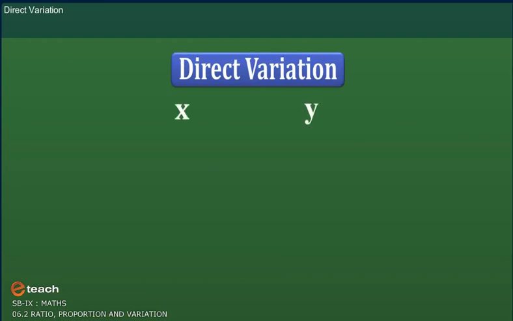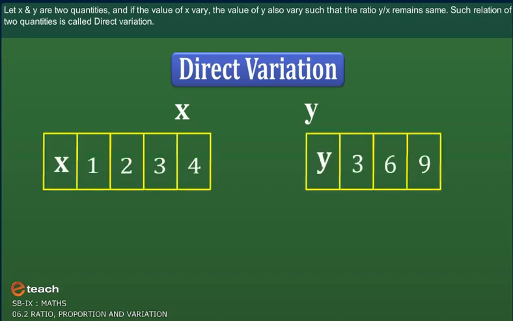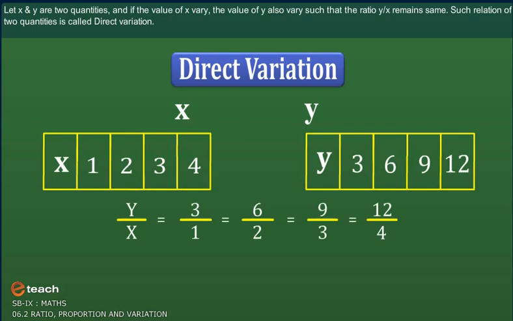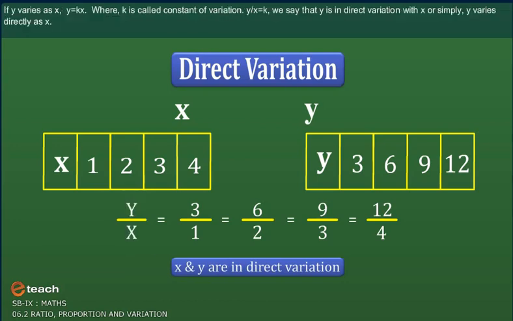Direct variation. Let x and y be two quantities, and if the value of x varies, the value of y also varies such that the ratio y upon x remains the same. Such a relation of two quantities is called direct variation. If y varies as x, y is equal to kx, where k is called the constant of variation. y upon x is equal to k. We say that y is in direct variation with x, or simply y varies directly as x.